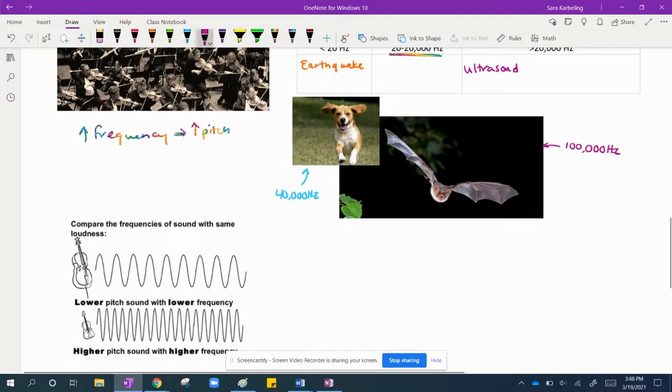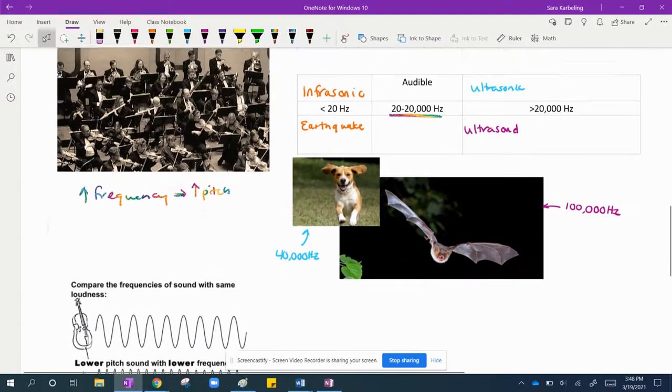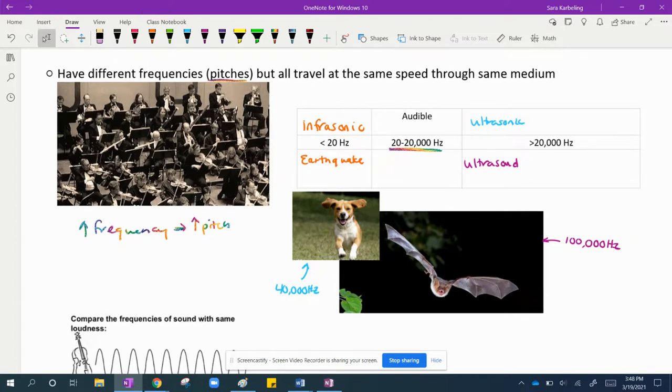The last little piece that I wanted to share with you, because I think that this is really important, is that different frequencies all travel at the same speed through the same medium. I'm going to say that again. All frequencies travel at the same speed through the same medium. So it doesn't matter if it's a really, really high pitch or a really, really low pitch. They all travel at the same speed.